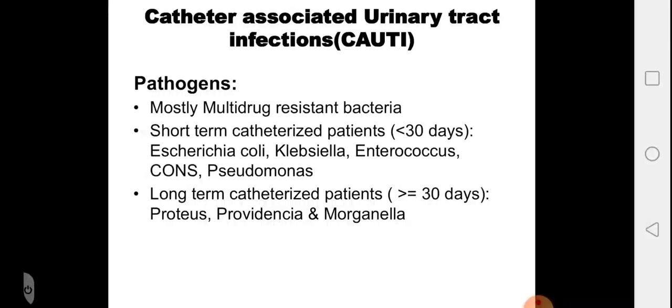So what are the pathogens which are associated with CAUTI? Mainly they're drug-resistant, multi-drug resistant bacteria. In short-term catheterized patients, the pathogens are Escherichia coli, Klebsiella, Enterococcus, coagulase negative Staphylococcus and Pseudomonas mainly. And in long-term catheterized patients, more than 30 days, the pathogens are Proteus, Providencia and Morganella.